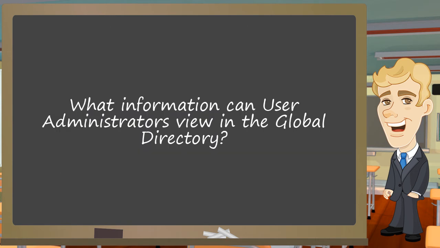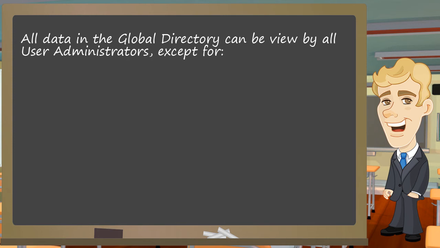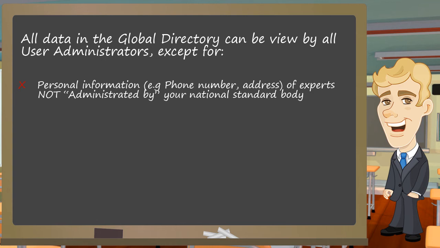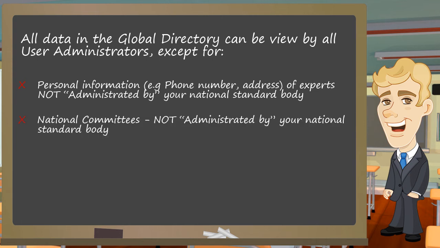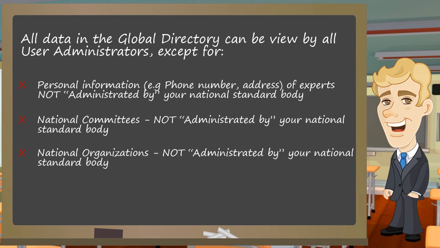What information can user administrators view in the global directory? All data in the global directory can be viewed by all user administrators, except for personal information, for example phone number or address, of experts, not administrated by your national standard body. National committees not administrated by your national standard body. And national organizations not administrated by your national standard body.